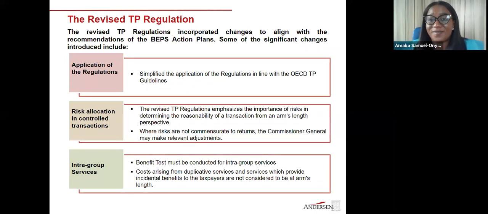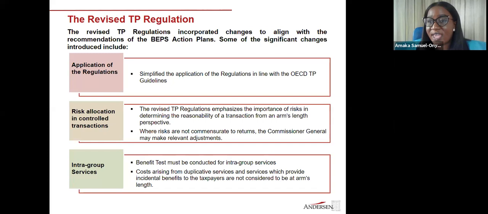Another important change in the TP regulation is with respect to risk. The regulation emphasized the importance of risk in determining the reasonability of a transaction from an arm's length perspective. Basically, the higher the risk, the higher the reward. And the regulation basically states that the Commissioner General is allowed to make adjustments where risk is not commensurate to the returns that are being earned.